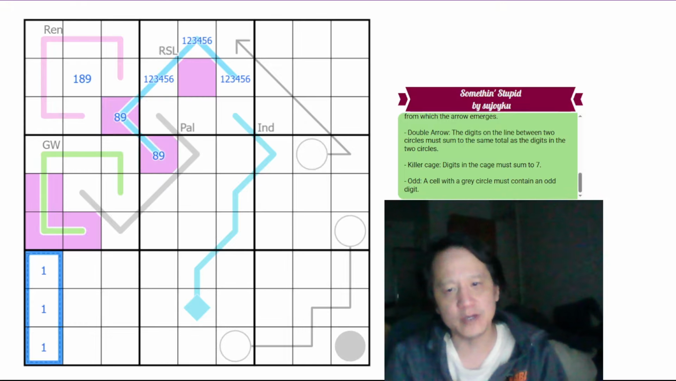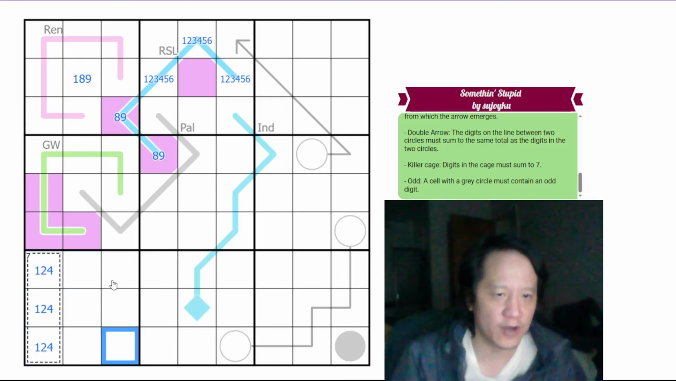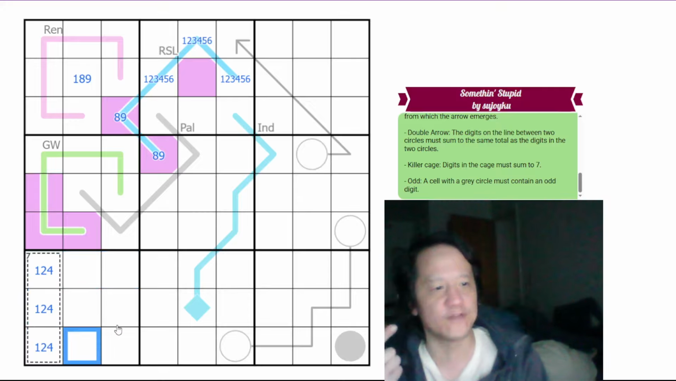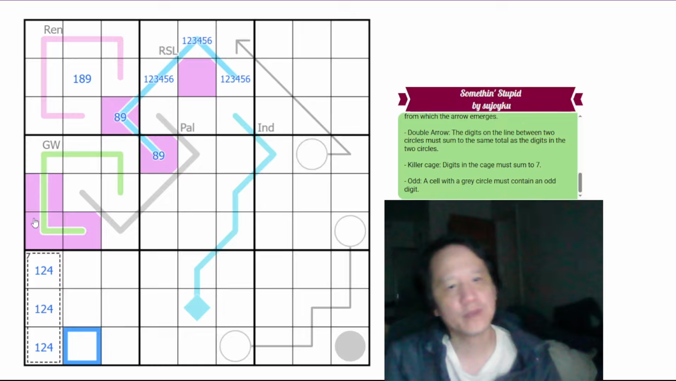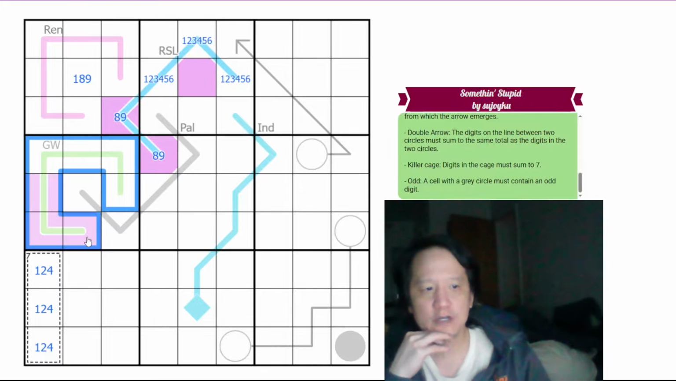This has to be a 1, 2, 4 triplet because that's the only 3 unique digits which ever add up to 7, right? 1, 2, 3 adds up to 6. 1, 3, 4 adds up to 8. So 1, 2, 4 is the exact set. On a German whisper line, or as I like to call them, whisper 5 lines, you'll always have a low digit next to a high digit, which has to be next to a low digit.